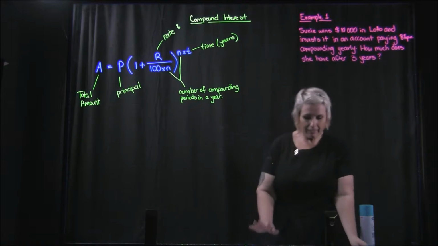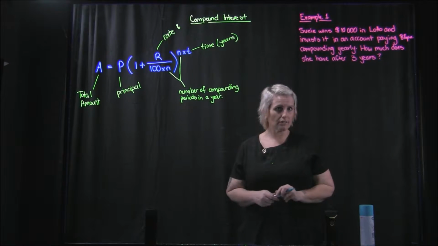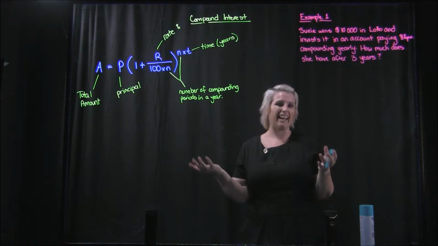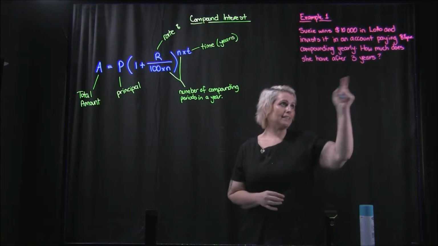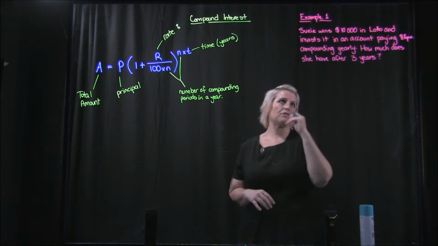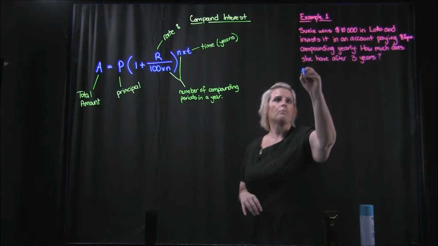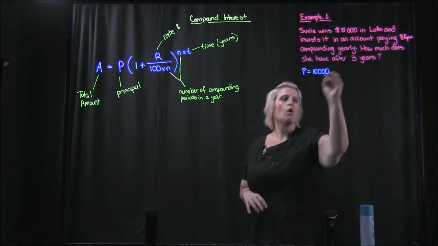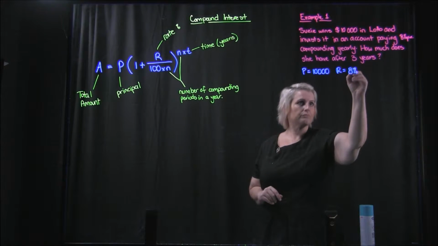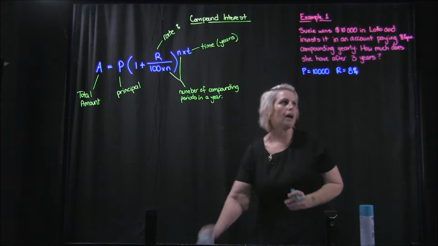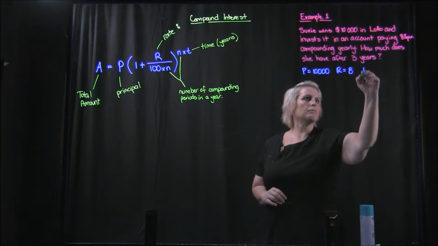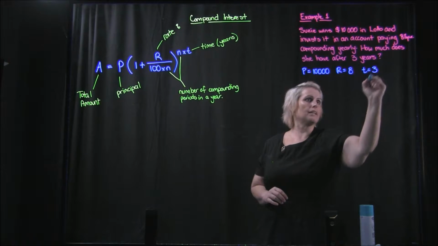So, Susie has $10,000 that she won in Lotto. Lucky Susie. And she decides to invest it in an account, like a term deposit, that pays 8% per annum. It compounds yearly. So we want to know how much she'll have after 3 years. So let's identify. We've got a principal of $10,000, always our first step. We've got a rate of 8%. I could just write 8. And then we've got our time, which will be 3 years.